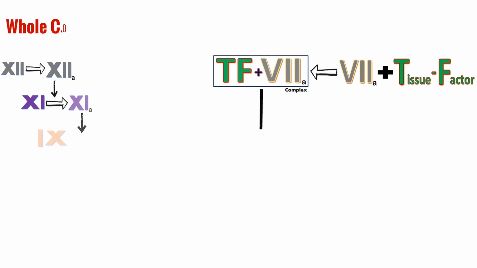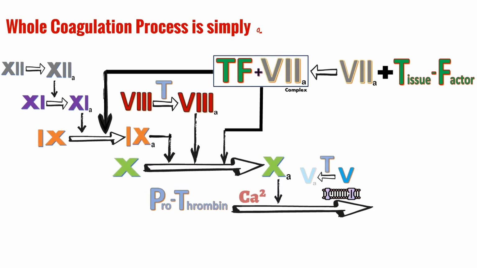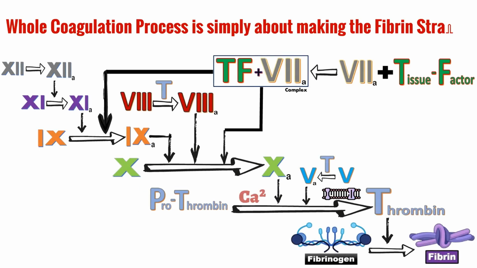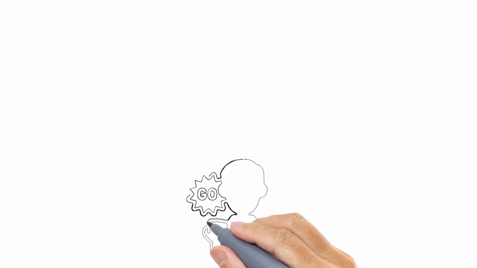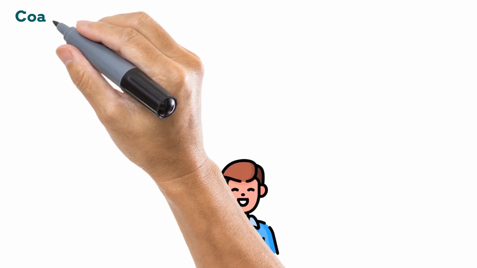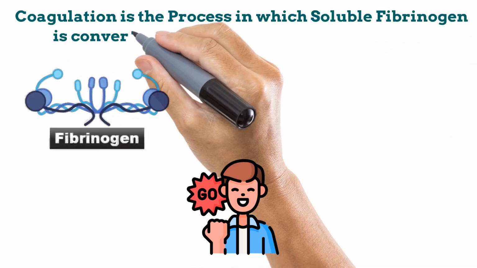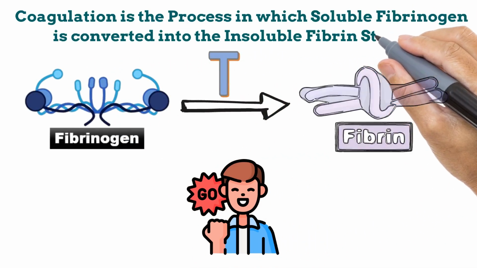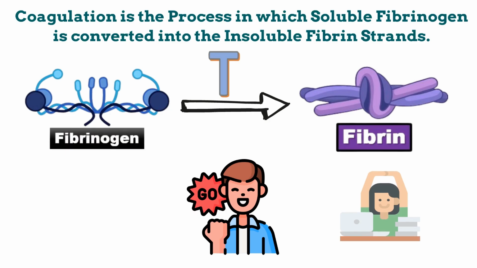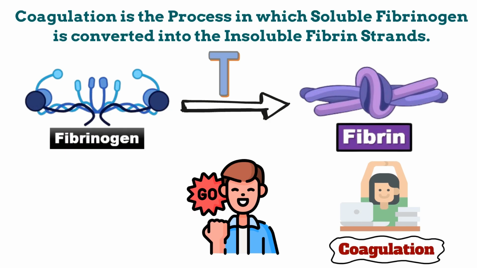In fact, the whole coagulation process is simply about making the fibrin strand. So, let's define it properly. Coagulation is the process in which soluble fibrinogen is converted into the insoluble fibrin strands. That's it. That's the coagulation.